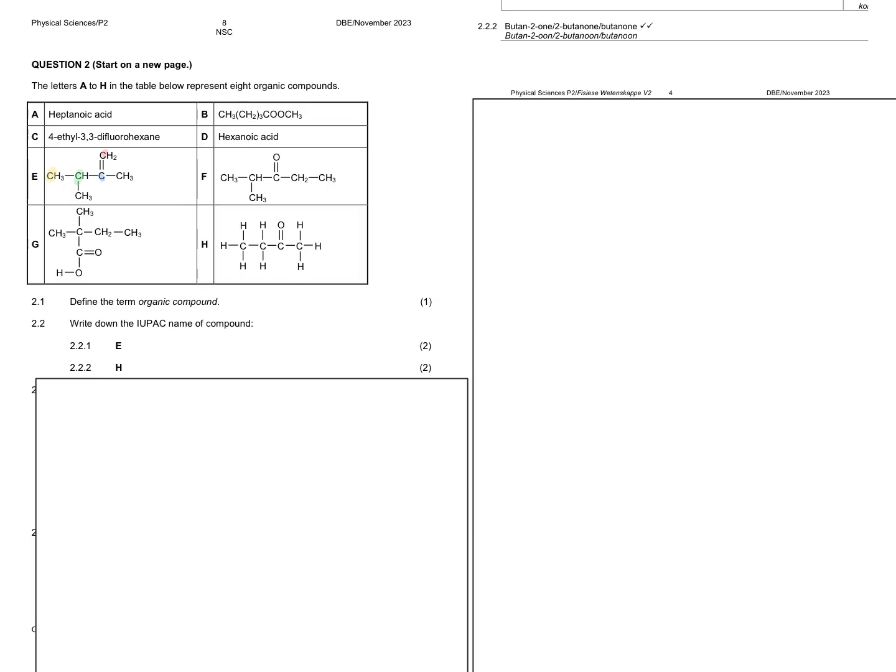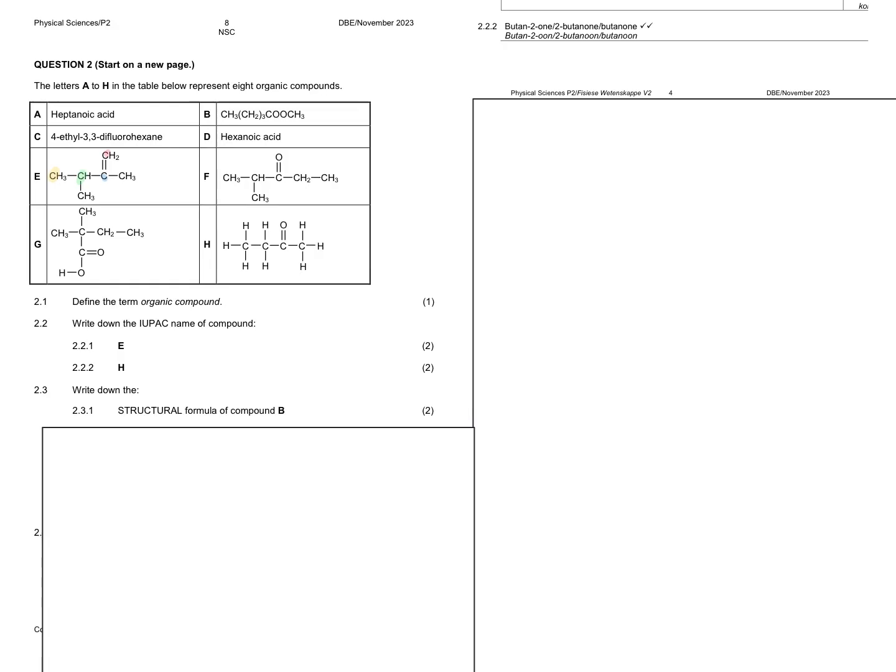So why are you telling me it's on the 2? It can't be on the 3, the 4, or the 1. So there's no need for you to tell me the 2. However, I would suggest you always put the numbers unless you're doing an acid. No numbers for an acid. It's always carbon 1 or an aldehyde. No numbers for an aldehyde. Always carbon 1.